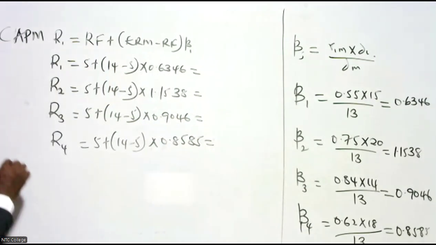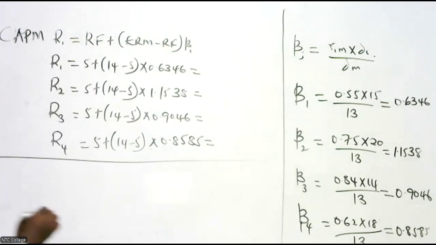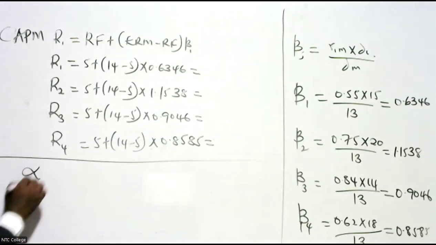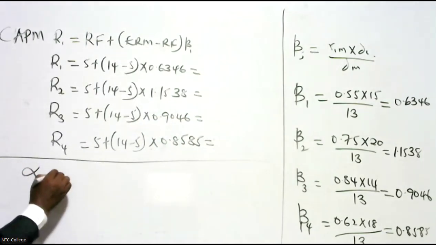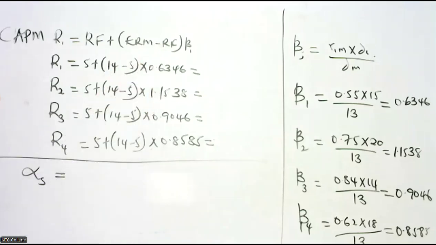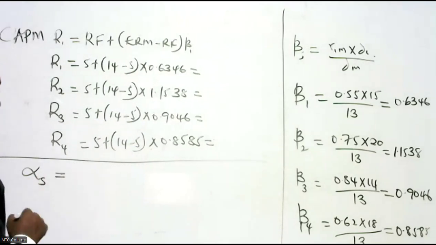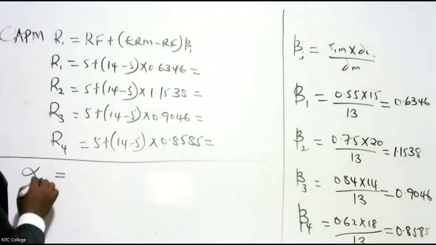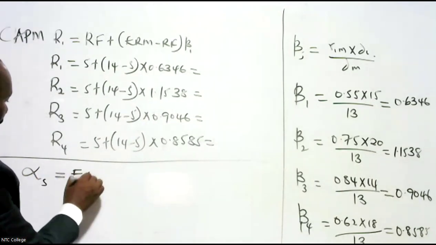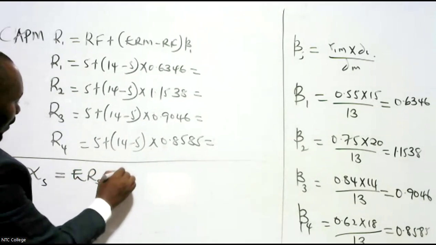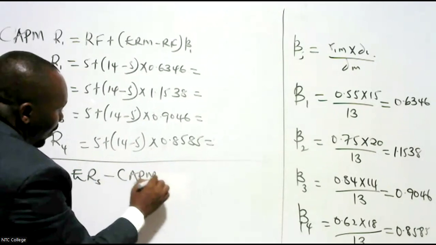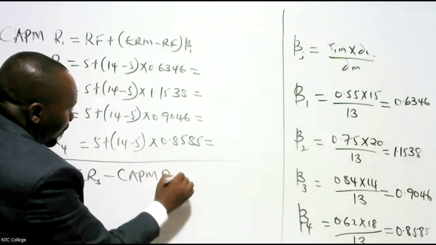And now we come to the next part where we're going to talk about the alpha value. So alpha value of securities, because these are securities that form a portfolio. The one that is inefficient, we just tell them replace this or remove. So securities in this portfolio, the formula is equal to expected return of S minus CAPM return of S.